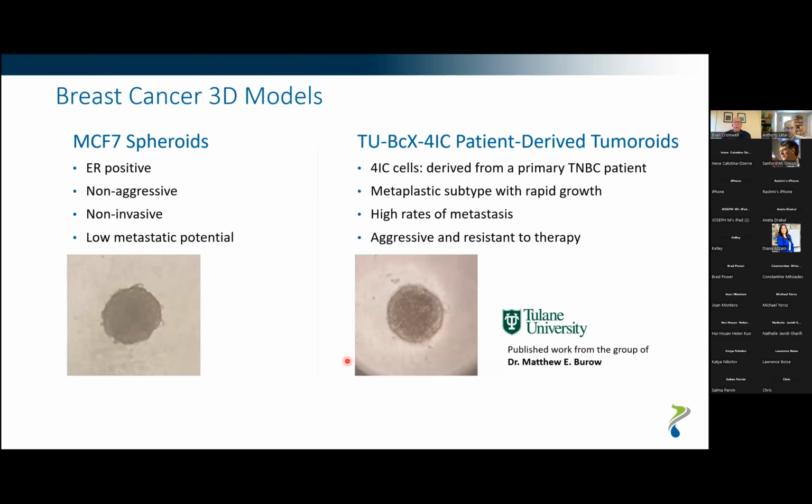Here we wanted to compare the 4IC patient-derived tumoroids to MCF7 spheroids. And so again, a breast cancer model. MCF7 spheroids are ER positive, non-aggressive, whereas the patient-derived 4IC cells were highly aggressive, metastatic.